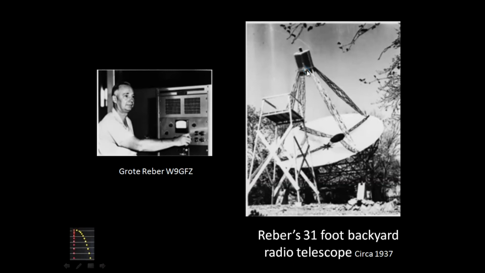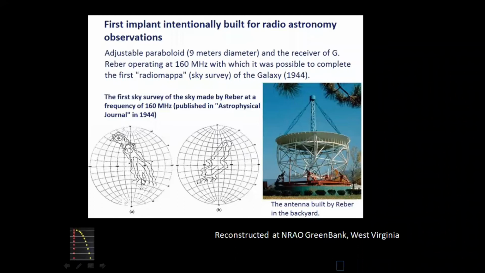This was a map that he generated of the emissions that he received from the Milky Way at 160 megahertz. And this is his actual antenna that's been reconstructed at the National Radio Astronomy Observatory in West Virginia.